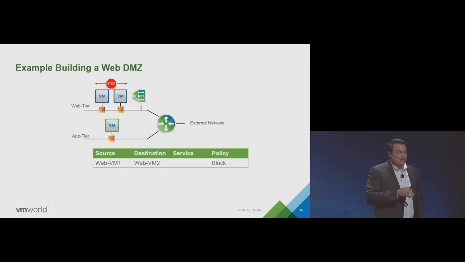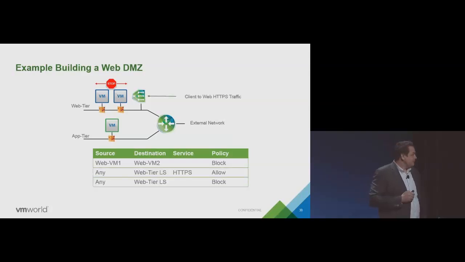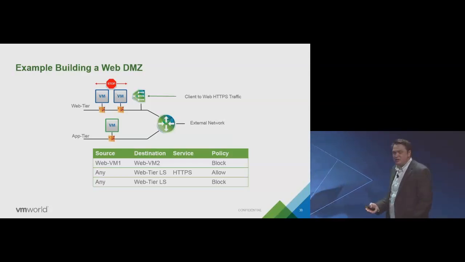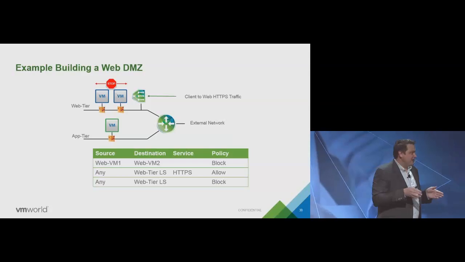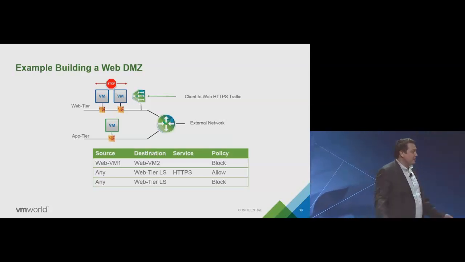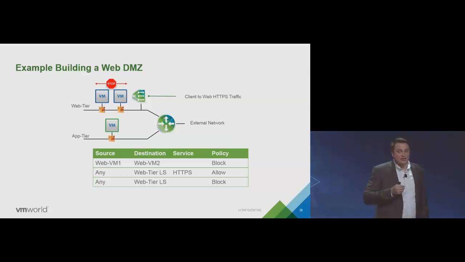It doesn't matter if it's in the same tier, since it's independent of whatever virtual networking we're doing. We can just say no, that web VM is never going to talk to another web VM, because I know they don't need to and they can only talk externally. So any source can talk to the web tier through HTTPS. We allow that communication in, any HTTPS traffic, and then any other traffic to the web tier is blocked. Basically anything but HTTPS coming in is blocked. So now we've locked things down to a very granular level: web tier can't talk to web tier, and the only thing that comes in is HTTPS.